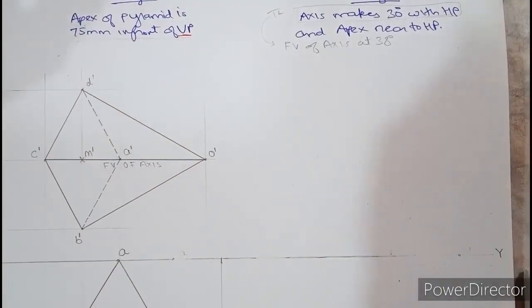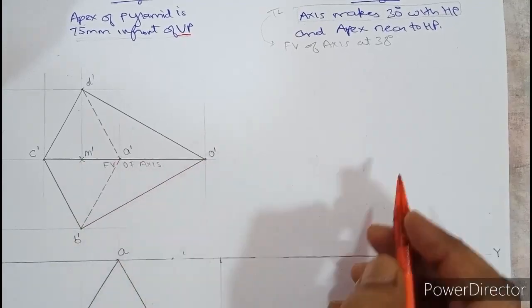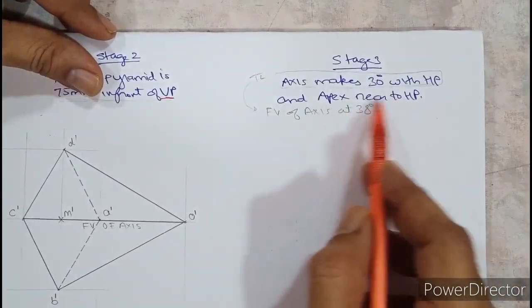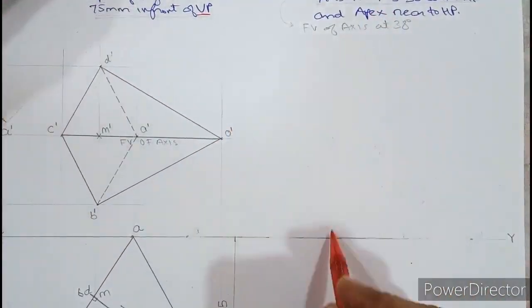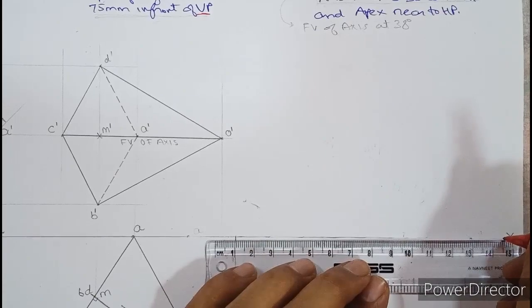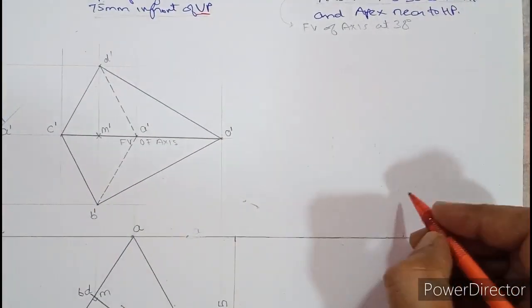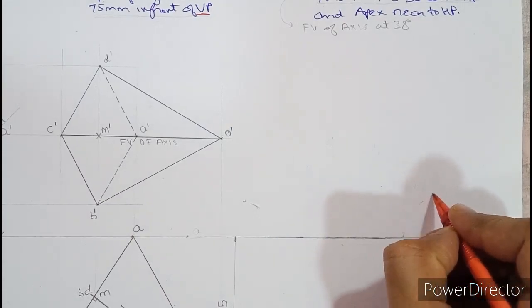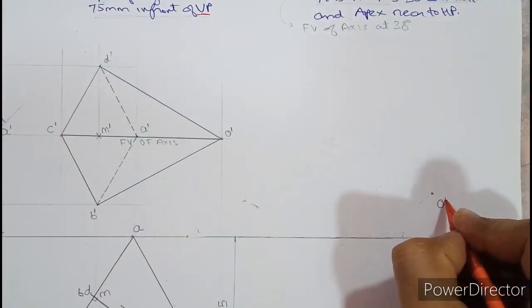So now because we know the apparent inclination of the front view of the axis is alpha, that is 38 degree, and they also said that the apex is near to HP, we need to tilt this diagram such that the apex should be near to xy, but it should not intersect xy. Otherwise they should have written that apex is on HP. They have not mentioned like that. So let us mark a point arbitrarily a little bit away from here. That point is O, because I am going to tilt this downward. So this is O dash.